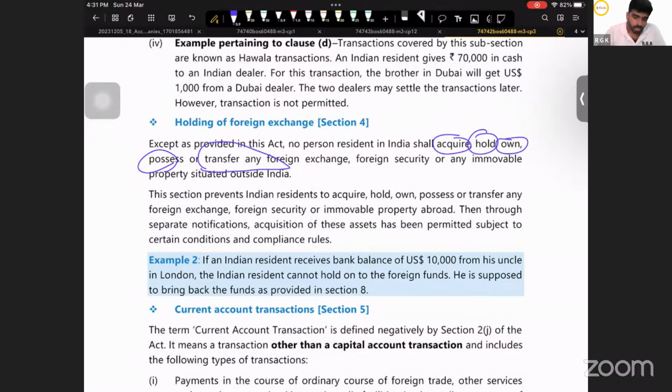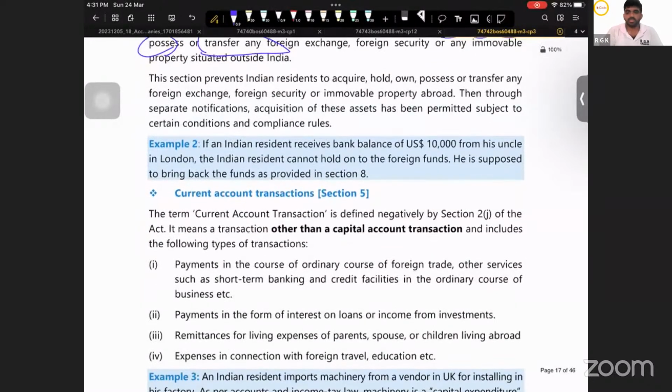Now coming to another important section, section 5. See, Foreign Exchange Management Act divides the transactions into 2 categories. One category of transaction is called current account transaction. The other category of transaction is called capital account transaction. Now, why are they dividing these transactions into 2 categories? It is for convenience of management.